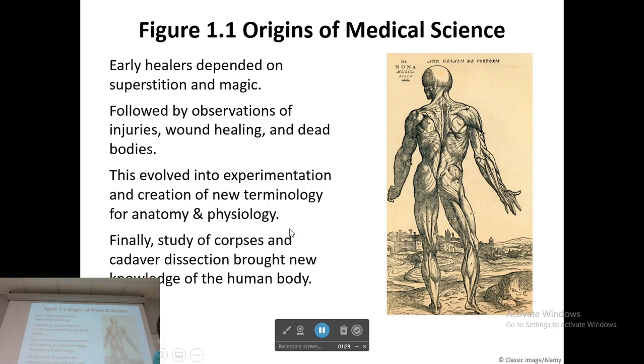I'm not going to go through every single detail here, but one thing that I do want to talk about is how did we get a lot of our anatomy and physiology knowledge? Where did it come from? And one thing to note is that as people get sick, we try to figure out what's going on with them, right?